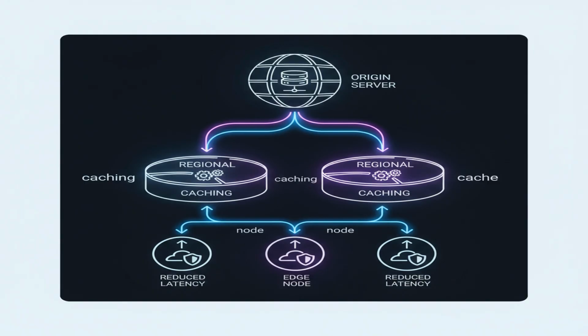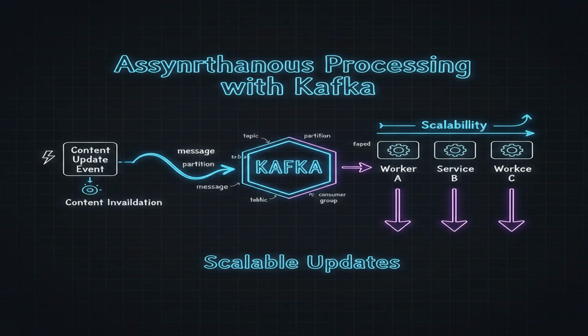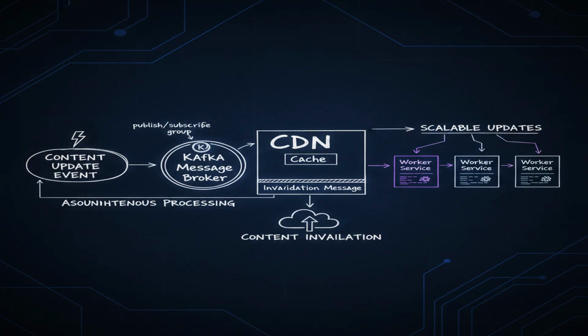Less popular content is retrieved from the regional cache only when needed, reducing stress on the origin server. Furthermore, CDNs often employ asynchronous processing for tasks like log analysis and content invalidation. Message queues such as Kafka decouple these processes from the core content delivery path, improving responsiveness and scalability.